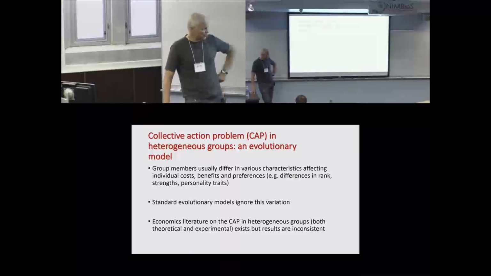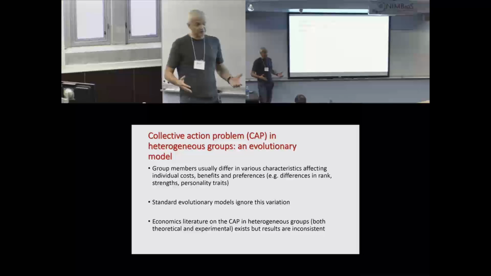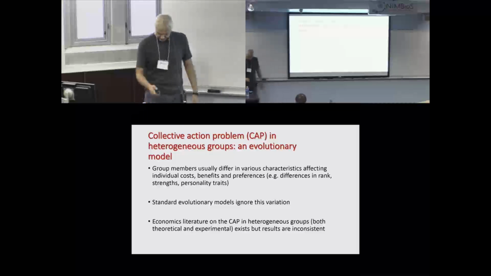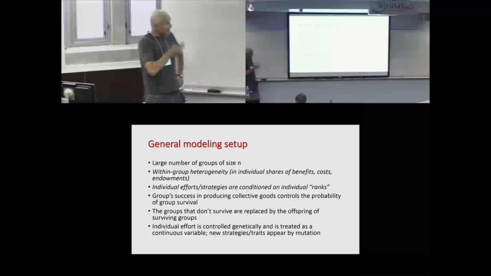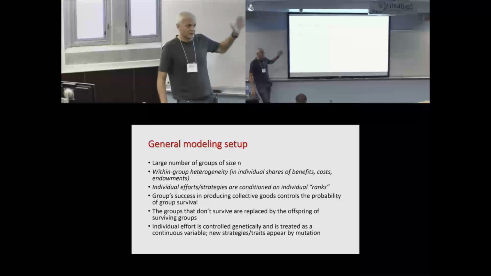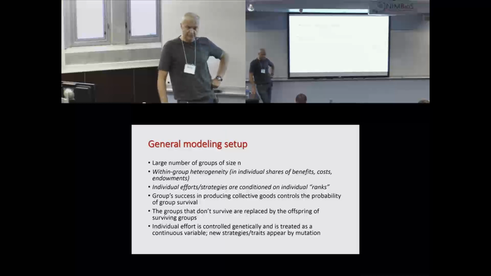Right. There is some work, and actually quite substantial work in the economics literature on the collective action problem in heterogeneous groups, but when you start looking into that, it's quite messy, and often the conclusions are quite contradictory to each other. So what I'll do next, I'll outline the model. It's a project to understand what really happens there. And the general setup is quite similar to the one that Sam Bowles and others have been using.